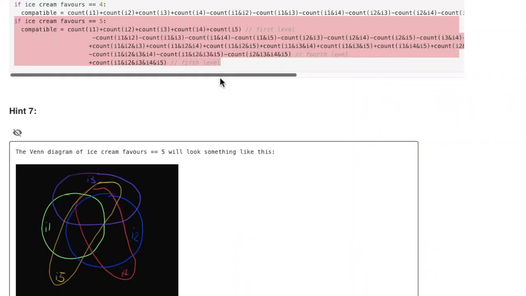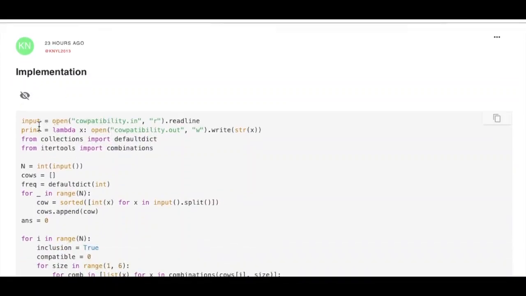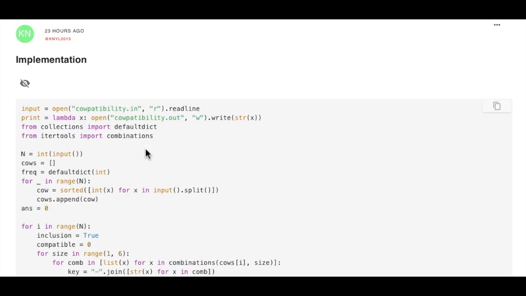So let's see how we can implement that in Python. Let's take a look at the code. First, we are going to import some library. In Python, there's a very useful library for solving this problem. It's called combinations, which basically will give us all combinations given a list and a size, which is exactly what we want. So we can shorten the code considerably.